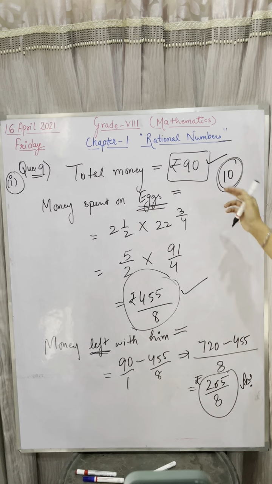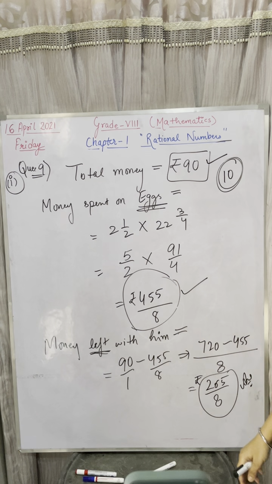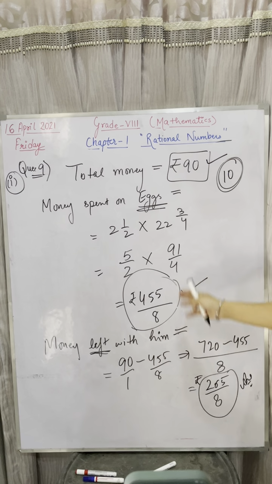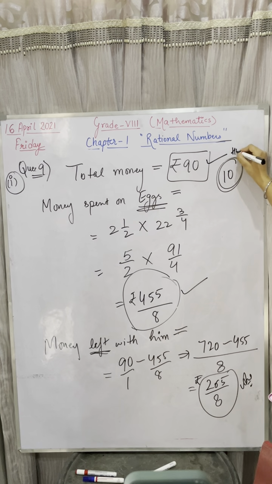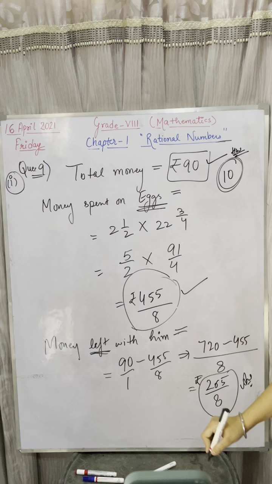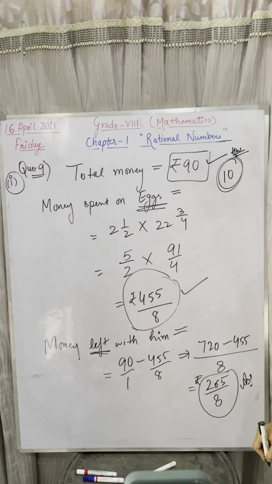But the chapter is rational numbers, and here everything is given in the form of fractions, so go with that. Mark question 10 as homework quickly. I'll ask you by tomorrow, have you done this question or not? Very good. Those who have done, very nice. Mark this 10th question for the homework.